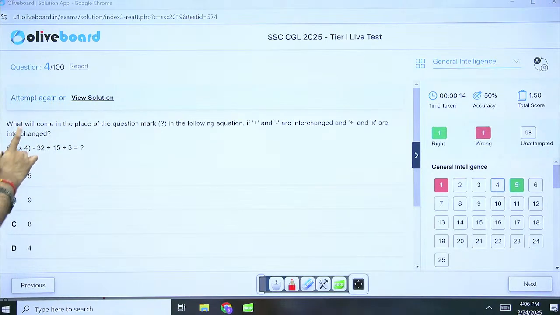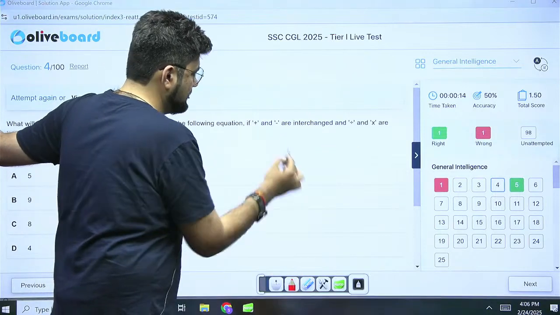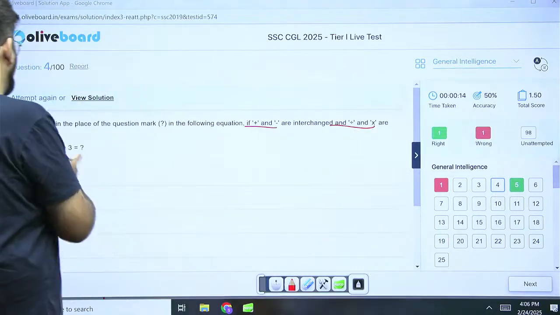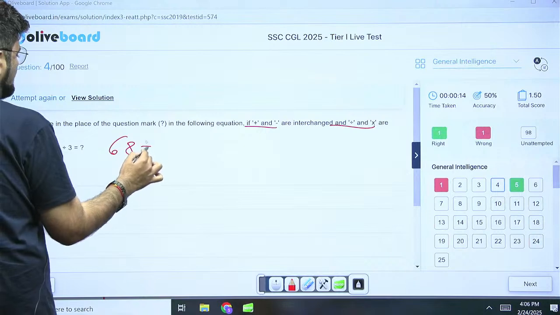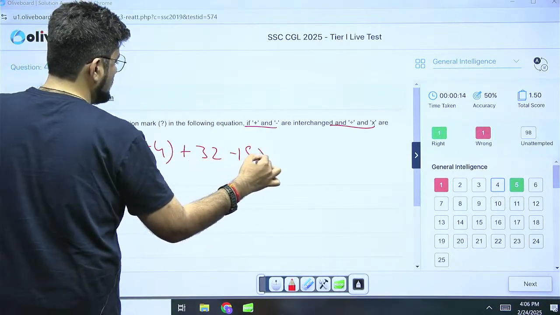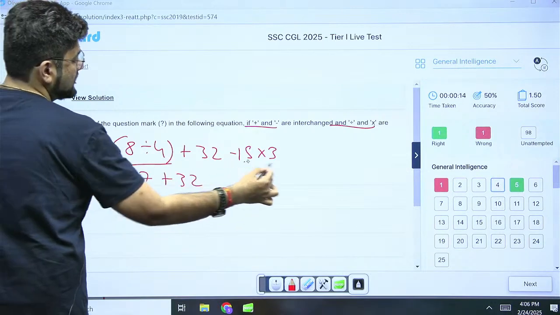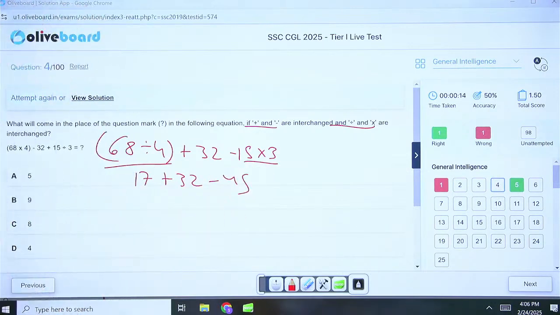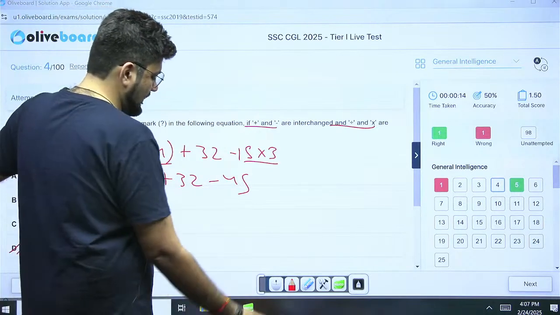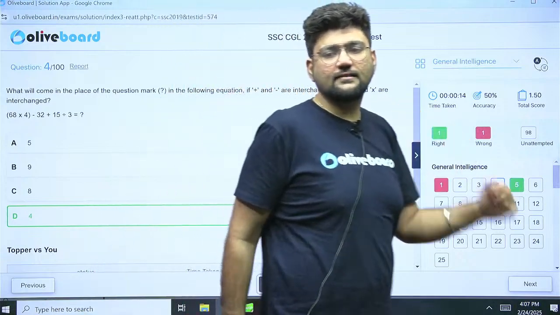Just replace the signs. They are saying you are replacing plus with minus and divide with multiply. So simply do that here. So we have 68 divided by 4 plus 32 minus 15 into 3. Solve it. So this is 17 plus 32 and this is minus 45. 17 plus 32 will give us 49. 49 minus 45 is 4. Option D becomes your correct answer. That's how easy this is.